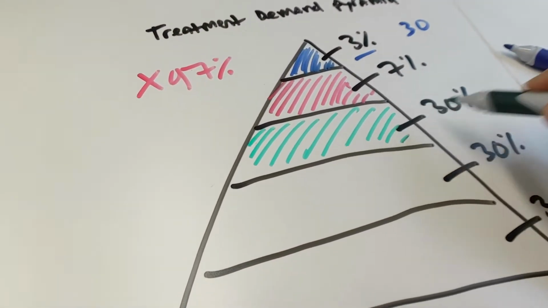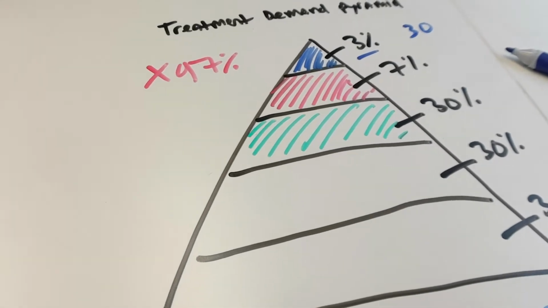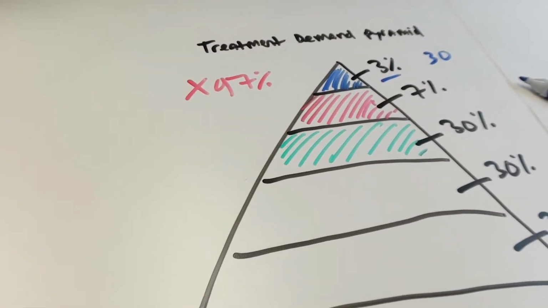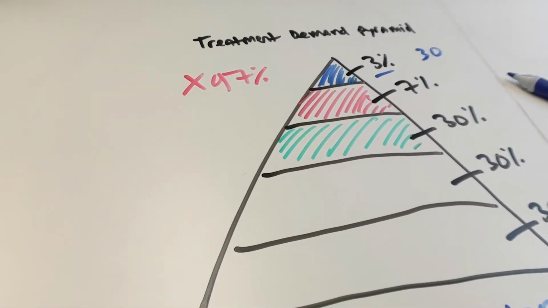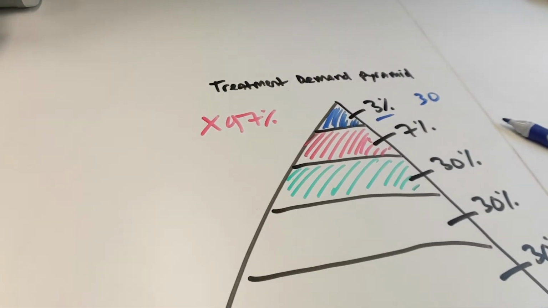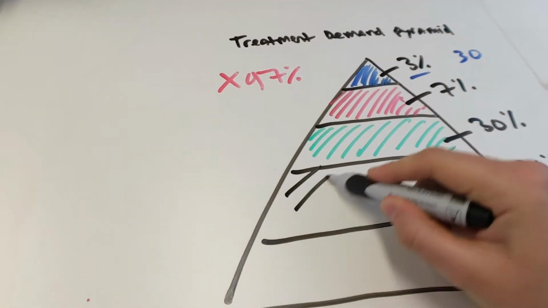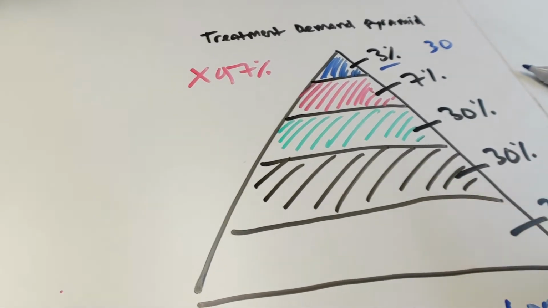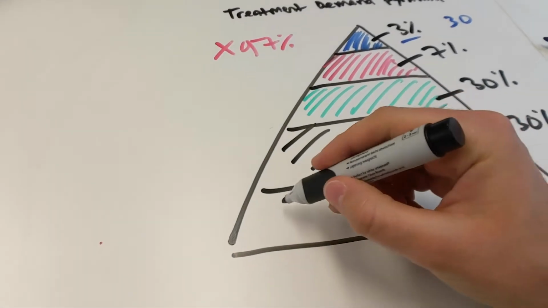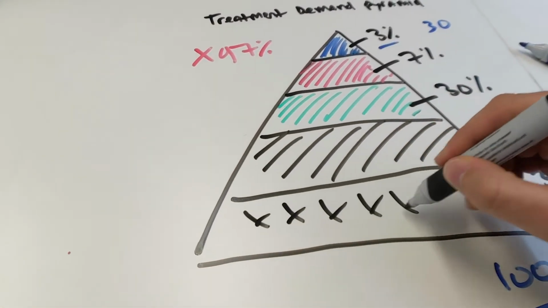Then the next 30% think they're not interested. I'm going to run out of colors here. I'm trying to do this with one hand. The next 30% think they're not interested. And then the final 30%, I'll use a different pattern here, they definitely know they're not interested.